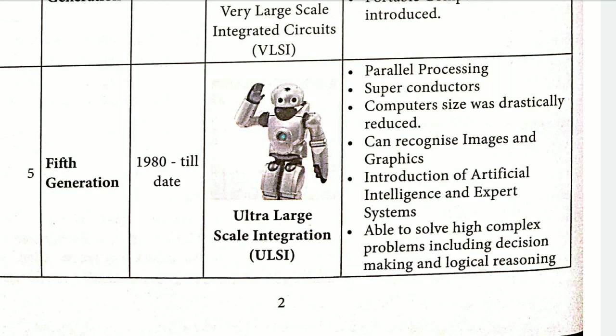Parallel processing means that at the same time you can do multiple processes. While playing a game you can listen to music, or you can even type some document, and at the same time listen to some music. This kind of multitasking is known as parallel processing. This kind of feature is added to the fifth generation computer.